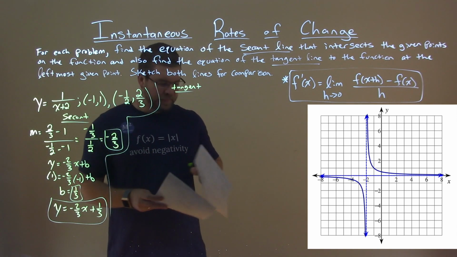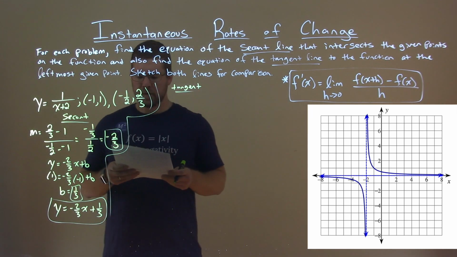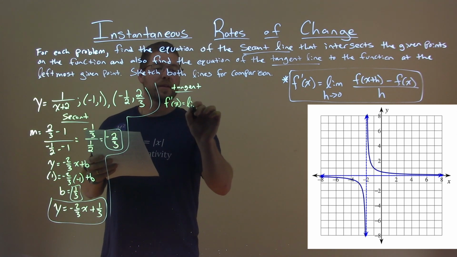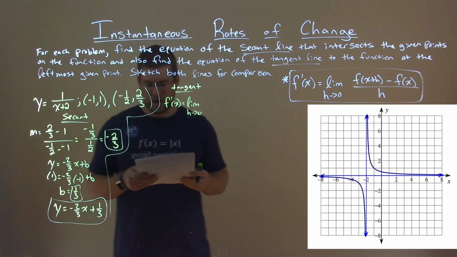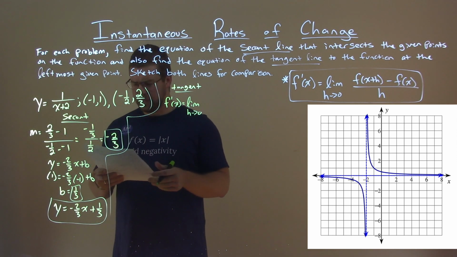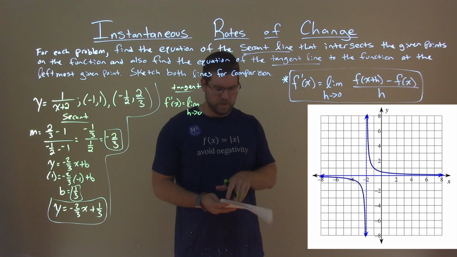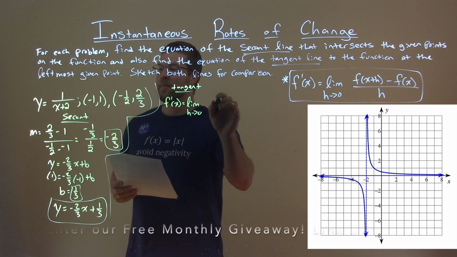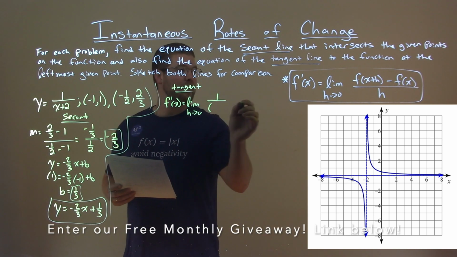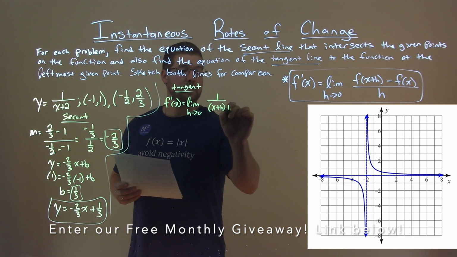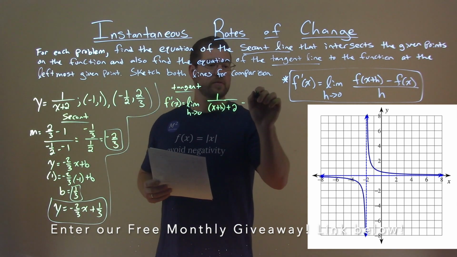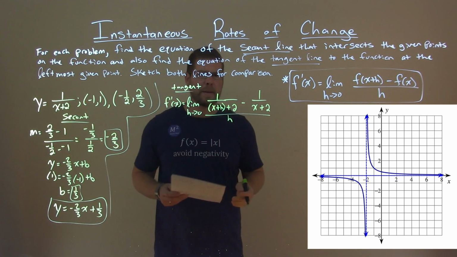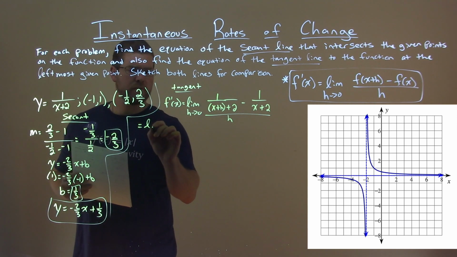Now, I flipped over here. So with that being said, we want to find f prime of x, which is equal to the limit as h approaches 0 of our function, 1 over, instead of an x, I have an x plus h plus 2, subtracted by our f of x, which is 1 over x plus 2, all over our h value. Now with that, I'll rewrite it over here so it's a little easier.